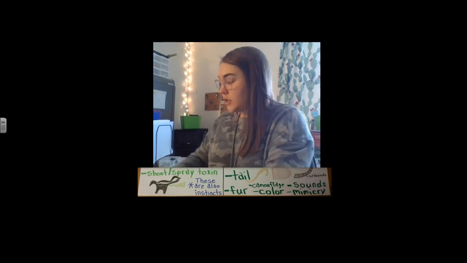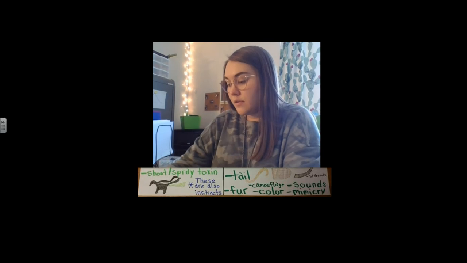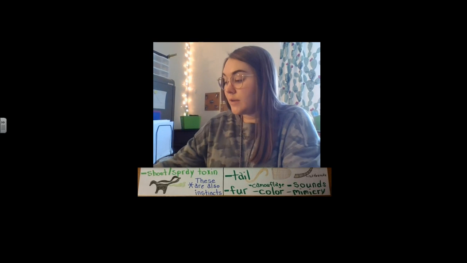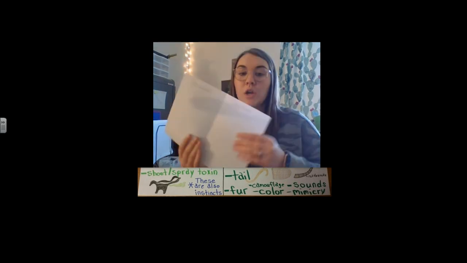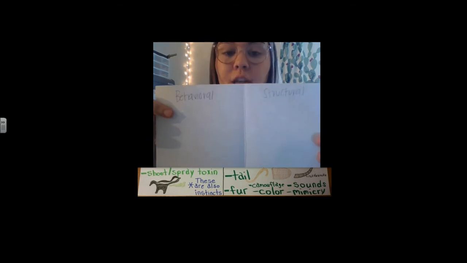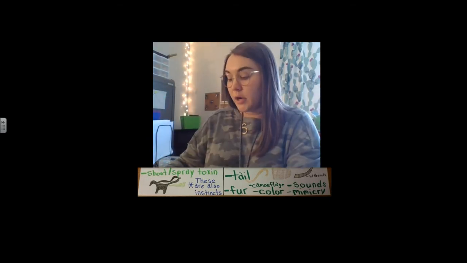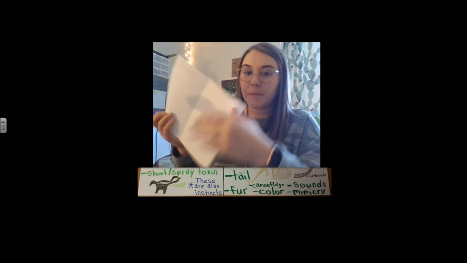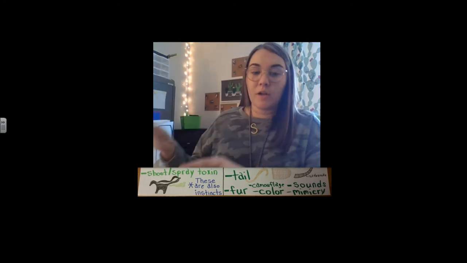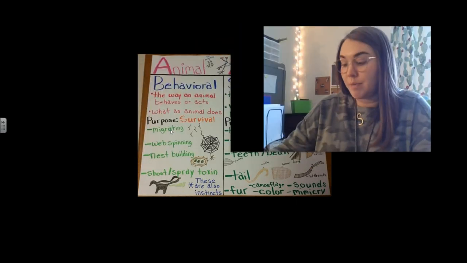On one side, at the top, I want you to write behavioral. On the other side, I want you to write structural. For your behavioral adaptation, I want you to draw an animal, and I'm going to draw just a person so that you know what I'm talking about. You have to actually draw an animal to the best of your ability. And I want you to tell me what behavioral adaptation it has. So for my person, I'm going to write they spin webs.